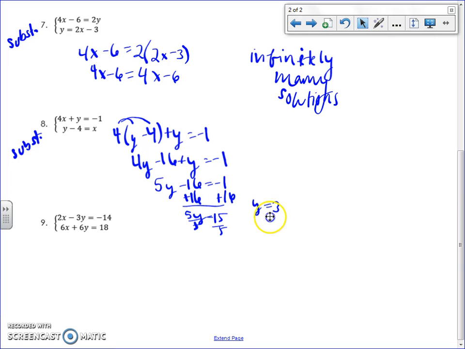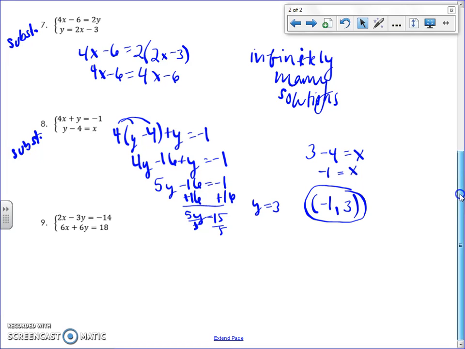Then I'm going to take this 3 for y, and I'm going to plug it into one of my equations to solve for x. So I'm going to plug it into my second equation there. 3 minus 4 equals x. 3 minus 4 is -1, so x equals -1. My solution is -1, 3.